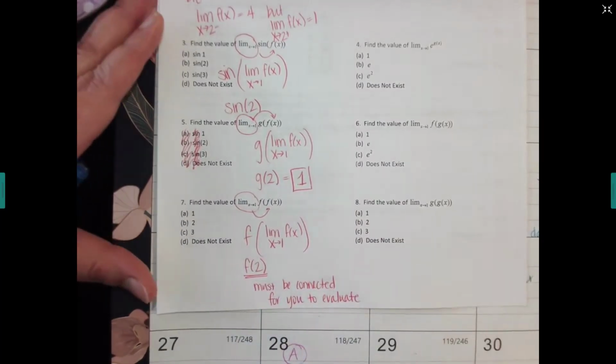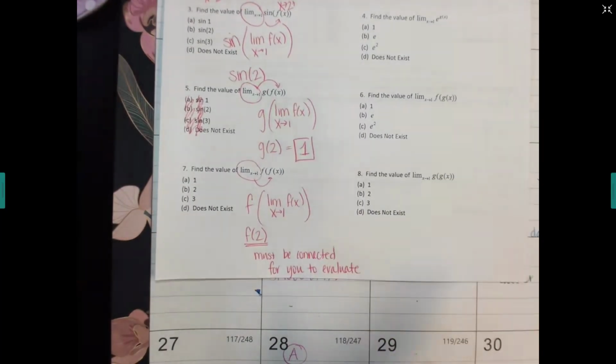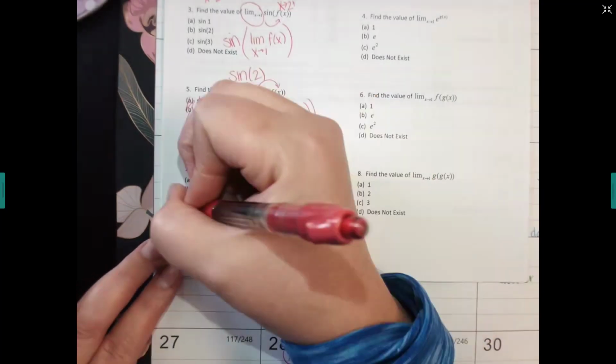So when I go to f of 2, the graph has to be continuous at that point in order for me to pick that y value as the final answer. So when I go to f of 2, what is the actual y value where the closed dot is? 1, but I can't pick it because what? It's not connected, so you would have to pick D. Okay.